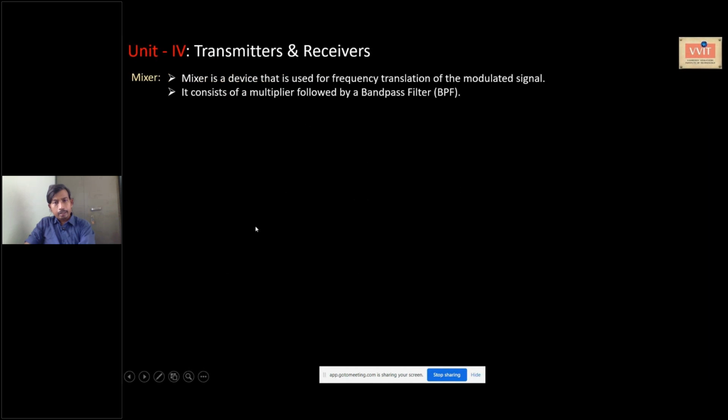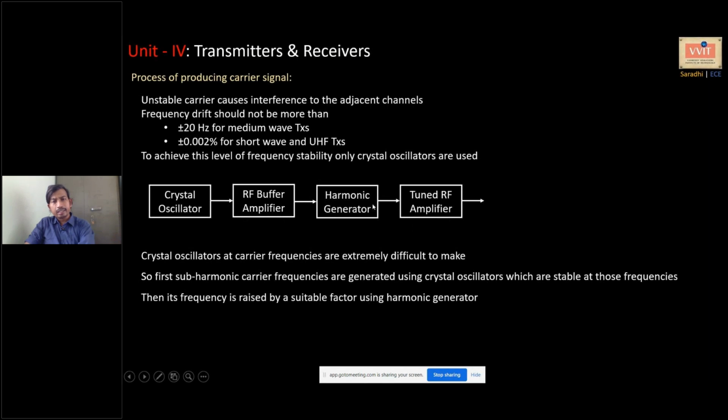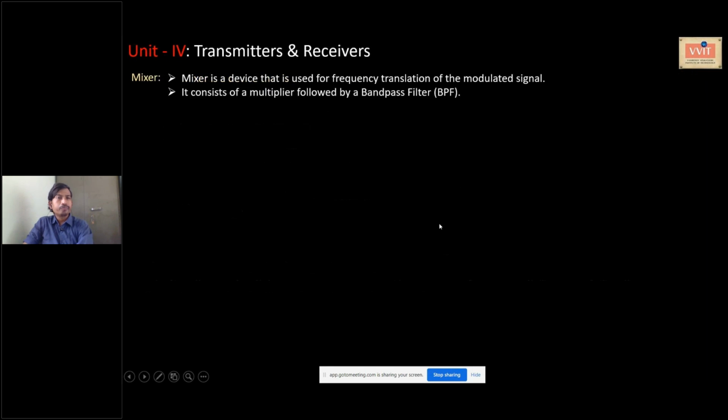Okay, and then this harmonic generator is generating many frequencies, from 1 megahertz to 10 megahertz. It is generating 2 megahertz, 4 megahertz, 8 megahertz, and so on and so forth. Among all of them, we only need one carrier. So to remove all other frequencies, we need this tuned amplifier. This is essentially a band pass filter.